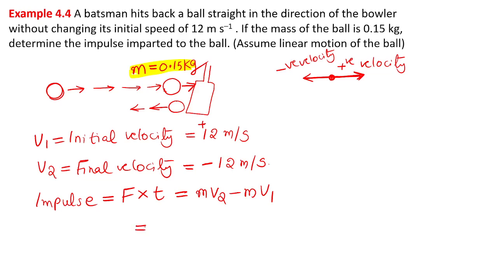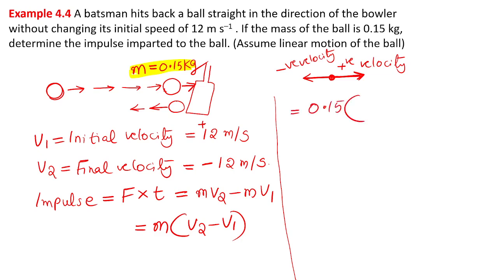Let me complete it, after that you can ask me doubts. You can see that m is common, so m can be taken out: m times (v2 minus v1). m is 0.15 kg. Velocity has a sign, please remember: v2 is minus 12, minus v1, and v1 is 12.